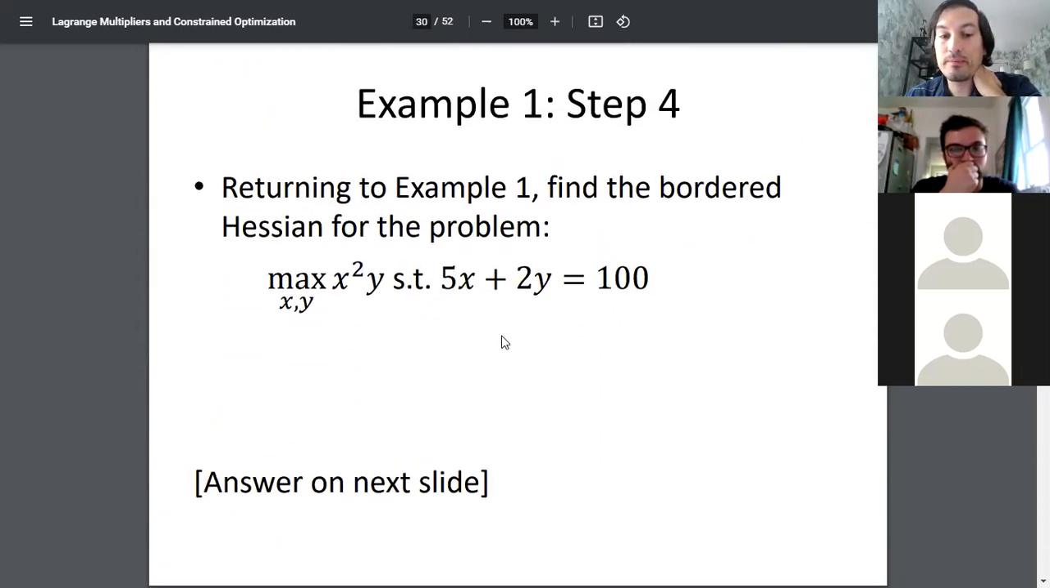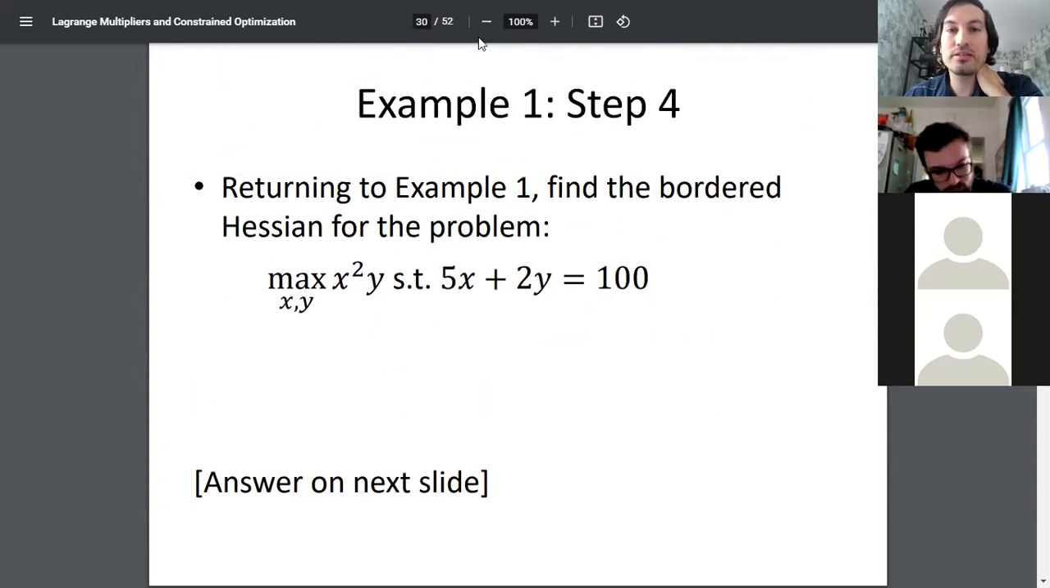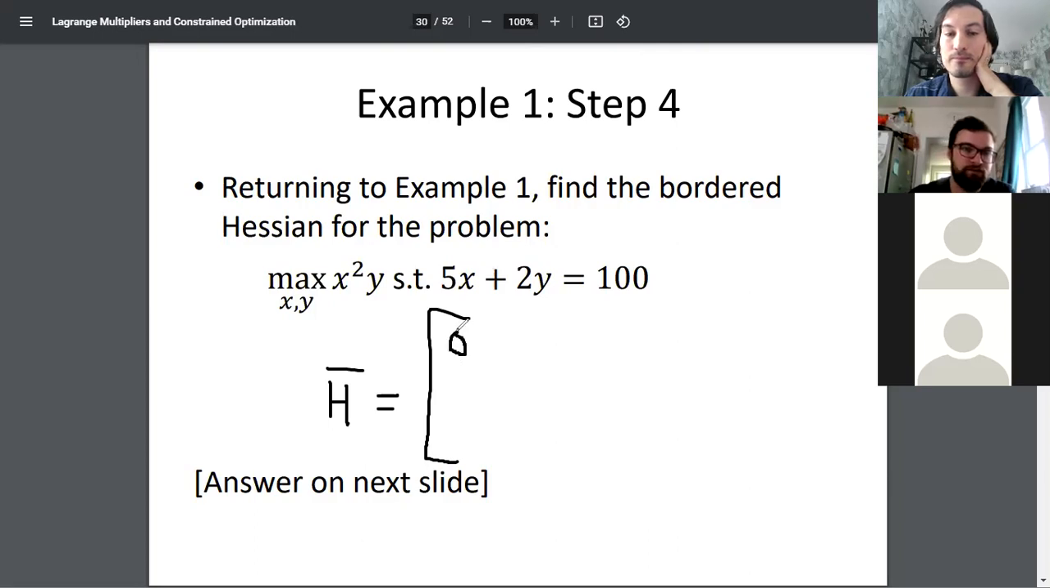So let's return to this problem. Find the bordered Hessian. Let's do that right now. This will be more practice with finding the bordered Hessian. I'm going to annotate. H bar, maybe you guys can tell me what it is. Is it going to be a 3x3 matrix? What will it look like? Give me the first row. 0, 5, and 2. Very good. Thank you, Jordan. 0, 5, 2.